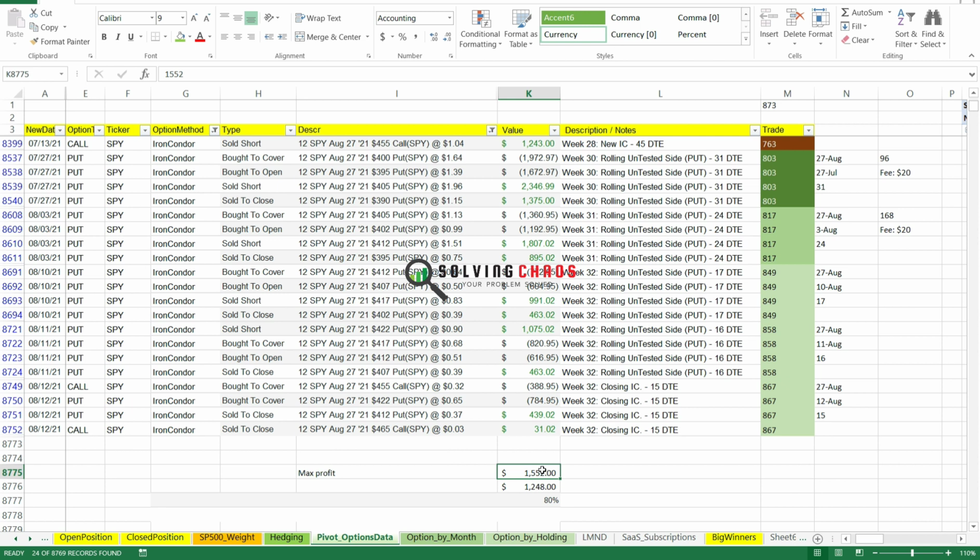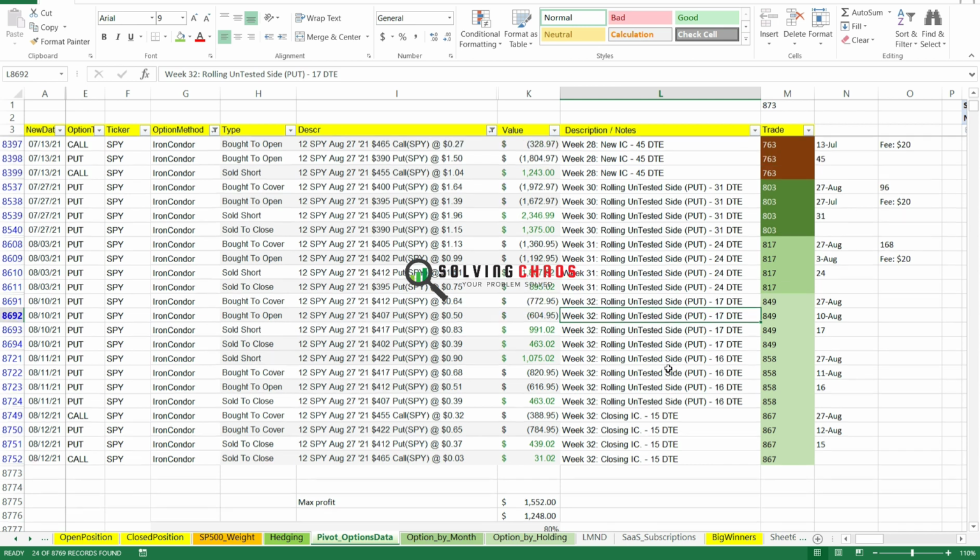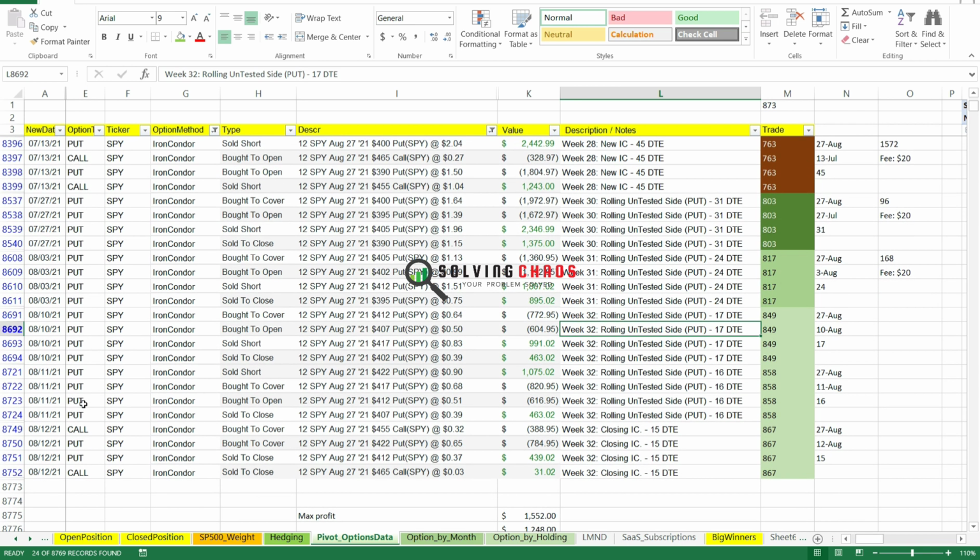Again, I am subjecting myself to some extra risk here on day 17 and 16. I did roll the put. On this one, I didn't roll the tested side. You notice that? This one, I only rolled the puts, which makes sense over here. I did not roll the call side, which was a 455 here. On the other one that you saw, I did roll the call side closer to collect some premium.